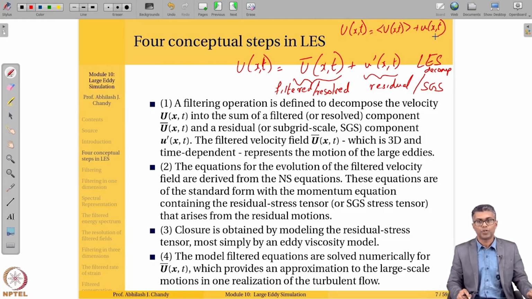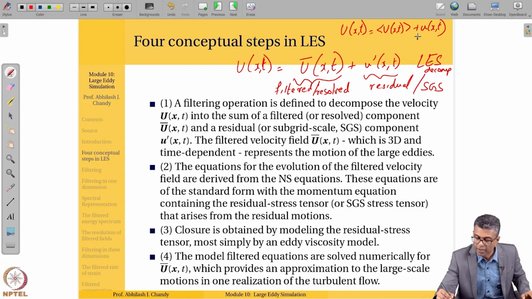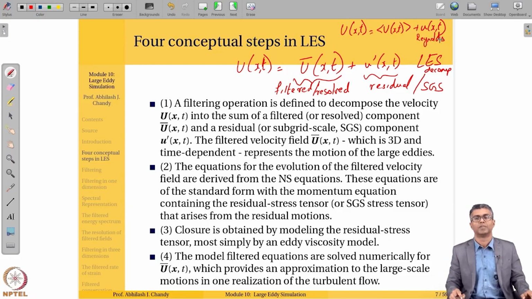Isn't it? U is equal to capital U plus small u. That's what we had. And so here you are decomposing it into a mean and a fluctuation. This was a Reynolds decomposition. This is the second one, the one below is an LES decomposition. Now, let's focus on the LES part.